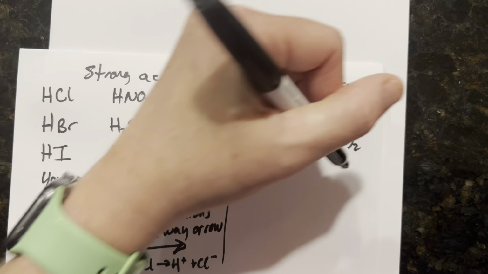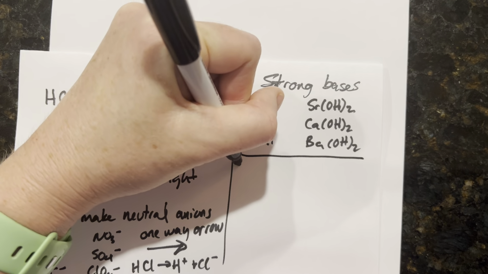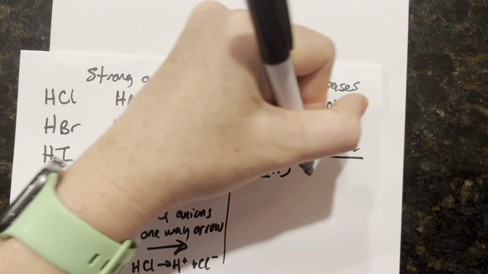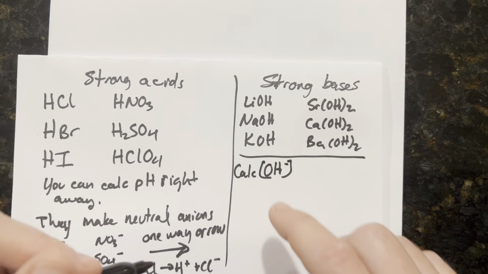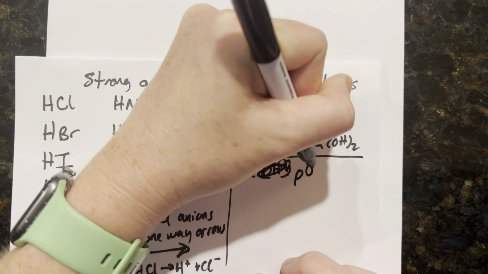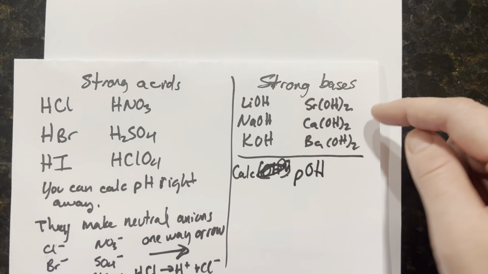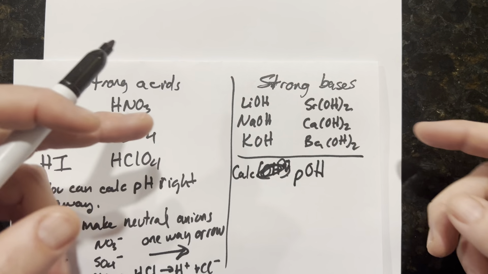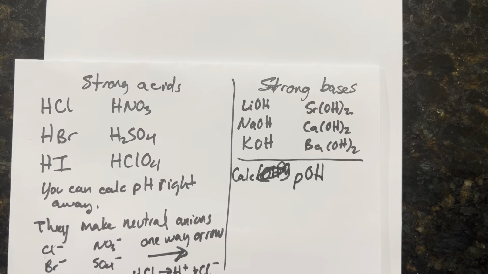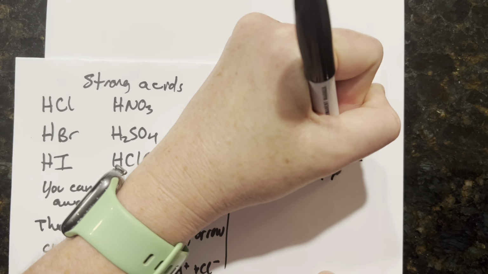The beautiful thing about them is you can calculate the OH right away. Let's do pOH. You can calculate the pOH because whatever concentration these are is going to be the concentration of the OH minus. So you can calculate the pOH right away.